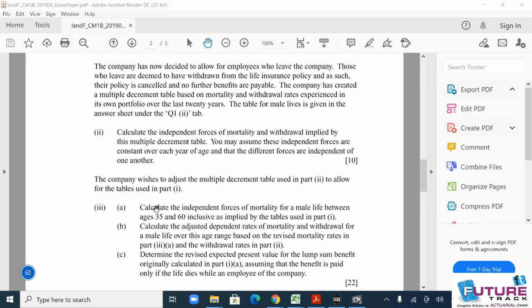So class, we have to use the part 1 and we have to find the independent force of mortality, and then we have to calculate the adjusted independent rate of mortality and withdrawal rates for a male life. Fine.